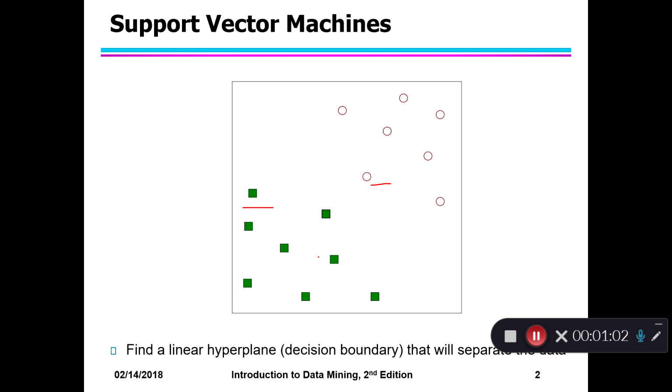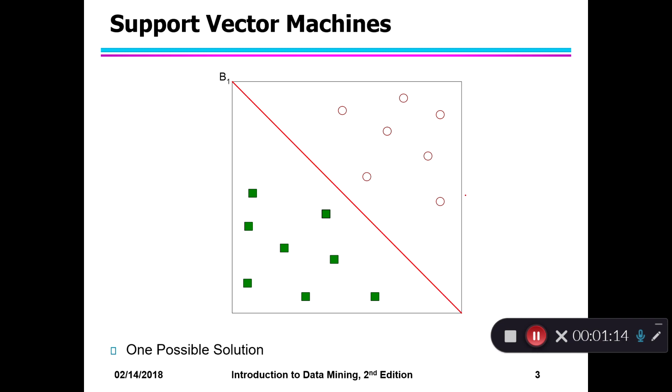Here we have two different data points and we have to find the hyperplane for them. There are many possible hyperplanes which could be drawn between these data points. This is one possibility of drawing a hyperplane. Here B1 is a hyperplane which classifies the green square points and these other points.